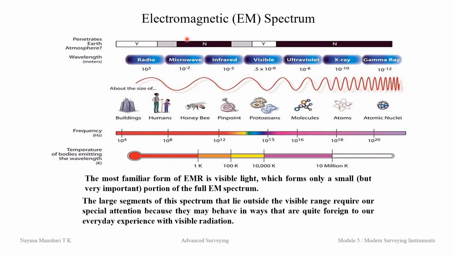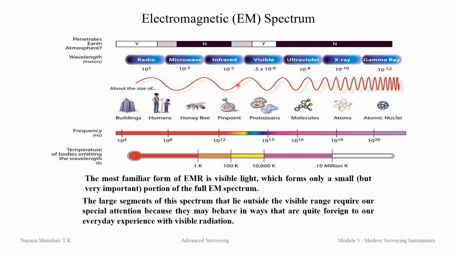Next is the electromagnetic spectrum. The electromagnetic spectrum is expressed as wavelength of energy ranging from very short to very long. See here, this is the visible region, this is infrared, microwave, and this is radio waves, then ultraviolet, X-ray, and the gamma rays. So you can observe here the wavelength as well as the frequency and intensity.